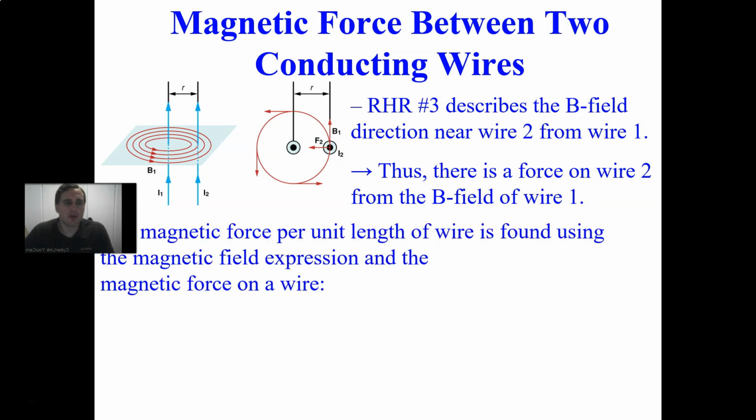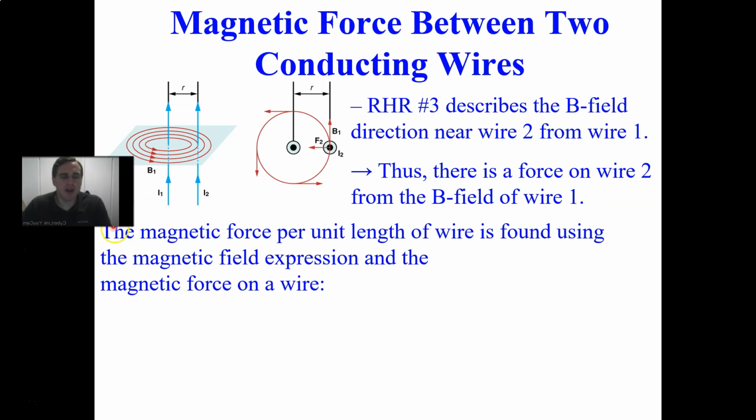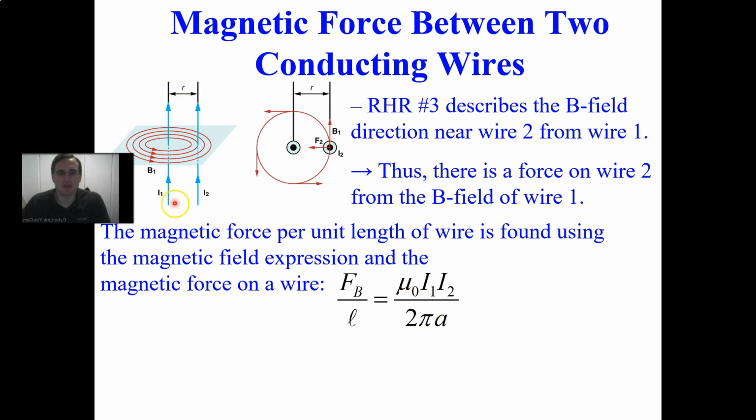The magnetic force per unit length of the wire is found using the magnetic field expression and the magnetic force on the wire. So we get the following expression. Magnetic force per unit length, so this is newtons per meter, is equal to mu naught I1 I2 over 2 pi a. Now a is the distance between these wires. Sorry for not coordinating this, but this r is the same thing as a. It's the distance between these 2 wires. And I1 and I2 are the currents on wire 1 and wire 2 respectively. Mu naught is the permeability of free space, and then L is the length of the wire.